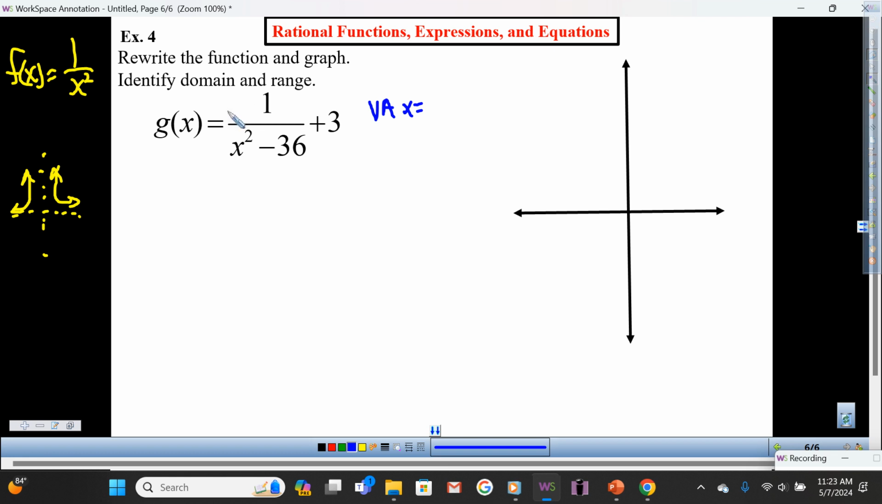How about, let's see. Danny, what do you think? What shall we do when it's kind of funky on the denominator? What can we do to find our VA?